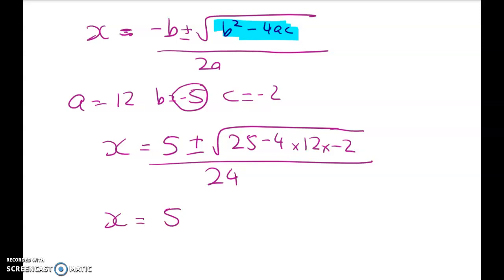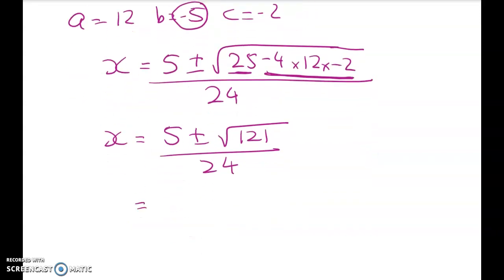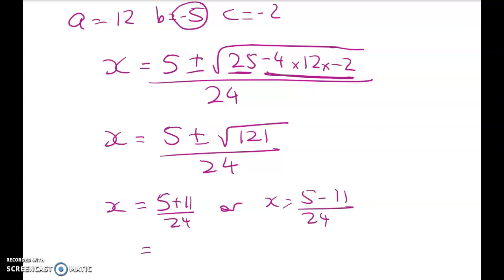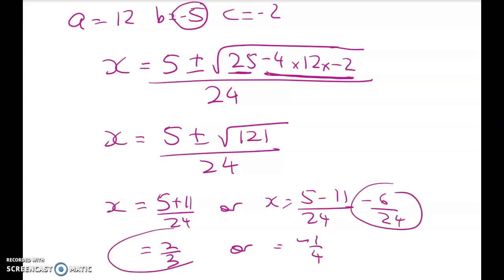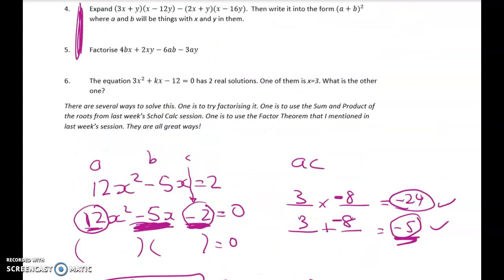So that gives me x is equal to 5 plus or minus, well, this is 25 plus 96, so that's the square root of 121, divided by 24. So I can either get x is equal to 5 plus 11 over 24, or x is equal to 5 take away 11 over 24. This gives me 16 over 24, which is 2/3, and this one gives me -6 over 24, which is -1/4. And obviously that matches up to what we got before. So that's all good. Right, on to question 2.